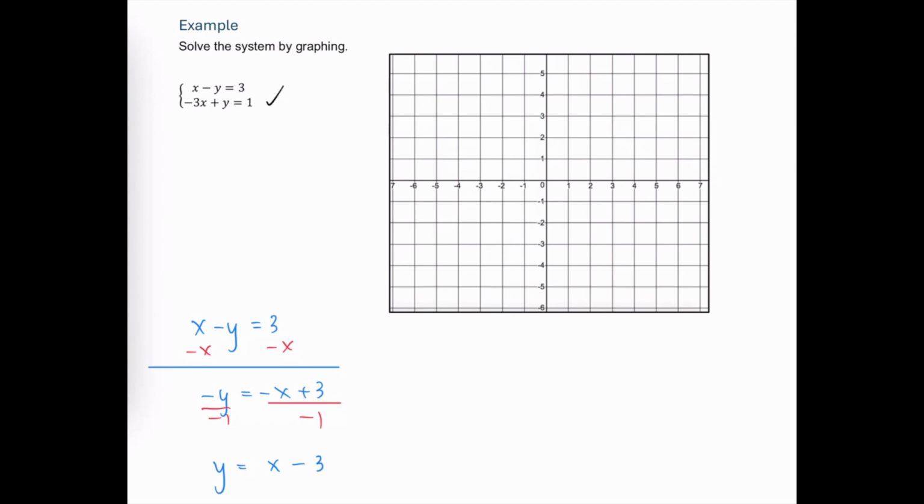Now let's solve our second equation for y to get it into slope-intercept form. So we have -3x plus y is equal to positive 1. We'll add 3x to both sides to solve for y and get y is equal to 3x plus 1.